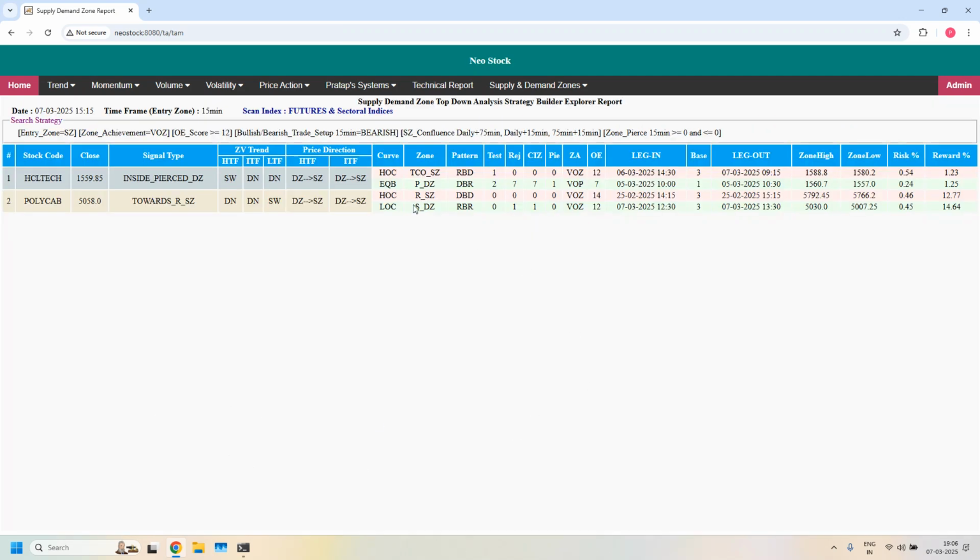In these 2 stocks, these 15 minute supply zones are overlapped with 75 minute supply zone. Both together again overlapped with daily supply zone. And in the daily time frame, the trend is down in only one stock. If this stock is having a daily supply zone with daily EMA confluence, then this 15 minute supply zone might be having more probability to get success.